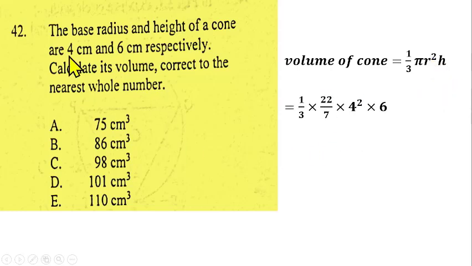So if you simplify by putting the values given to us, we know the radius, which is 4, and we know the height of the cone, which is 6. So if you put that here, you have 1/3 times 22/7 multiplied by 4 squared multiplied by 6. The calculator will do the work for you from here. That gives us 100.57 centimeter cube. To the nearest whole number, that should give us 101 centimeter cube, which is option D.